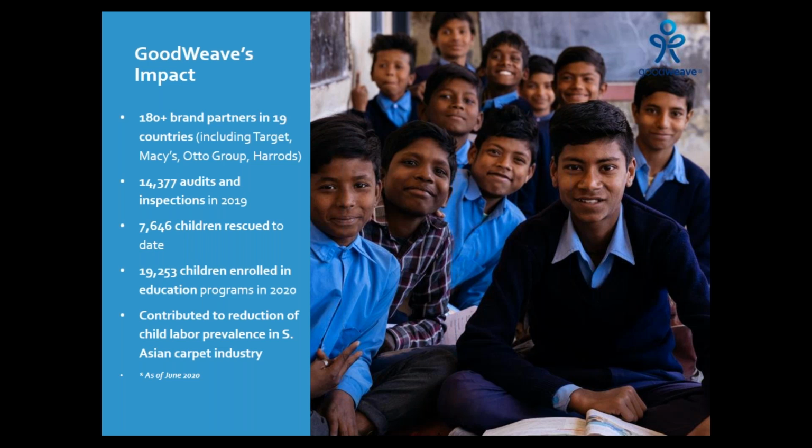We inspected production at all levels of the supply chains through over 14,000 audits just in 2019. Just in India, we have a very large team that conducts these inspections. We are very proud to say that we have rescued over 7,600 children from labor, and we have supported over 19,200 with access to education programs, and this only in 2020. Our model has definitely contributed to the reduction of child labor, and as I mentioned, for the first several years has been focused on the carpet sector. So now we have expanded to new sectors to replicate this successful approach.